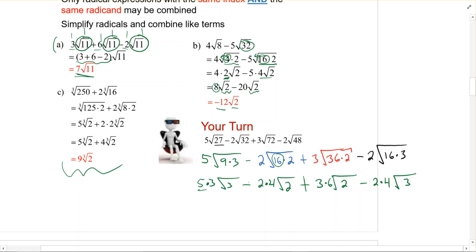If you just multiply the numbers that are out front now, we've got 15 root 3 minus 8 root 2 plus 18 root 2 minus 8 root 3. Now we just have to make sure, okay, what are our like terms? Well, this one is like this one. This one is like this one.